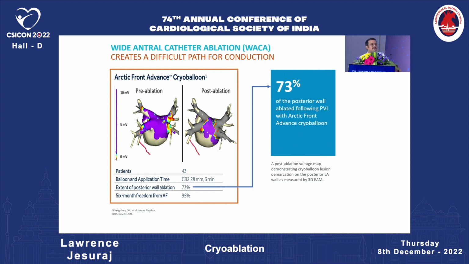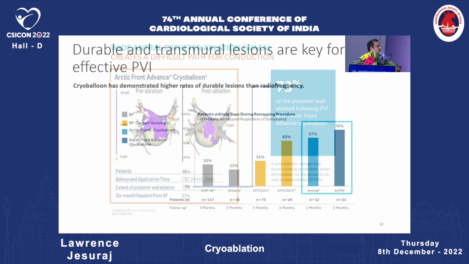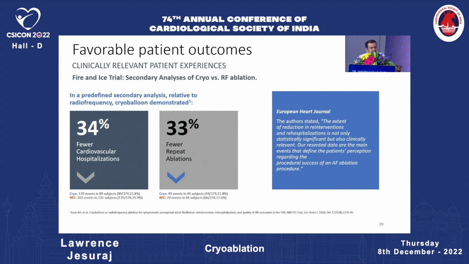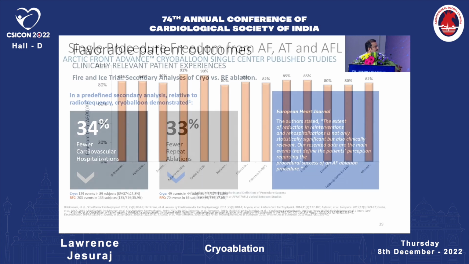We know very well that one of the common pro-arrhythmic areas in most patients with proximal AF is the posterior wall of the LA. So along with pulmonary vein isolation, you tend to get close to 73% ablation of the posterior wall of the LA also. This is the advantage of cryo again. Durable and transmural lesions, we know, are the key for pulmonary vein isolation. With cryo, you tend to get lesions which are much more durable. And as far as complications are concerned, we know the efficacy is non-inferior to radiofrequency ablation, with complication rates much lower than radiofrequency ablation.